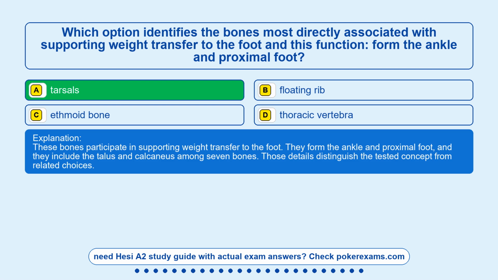These bones participate in supporting weight transfer to the foot. They form the ankle and proximal foot, and they include the talus and calcaneus among 7 bones. Those details distinguish the tested concept from related choices.